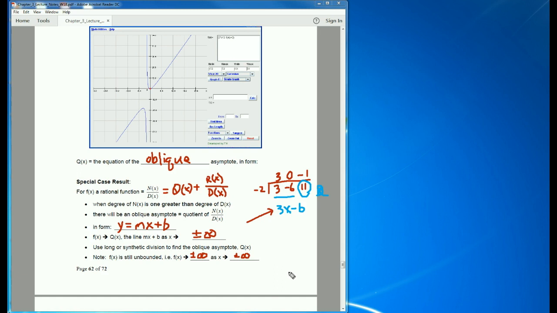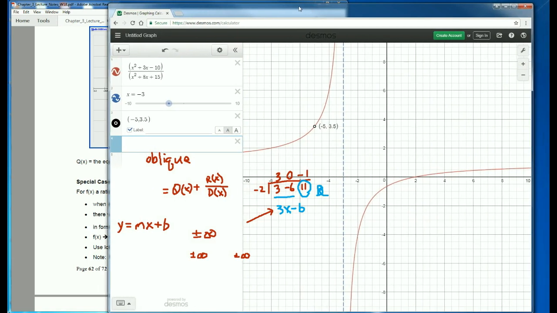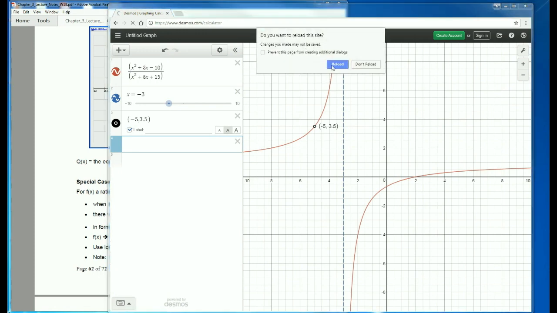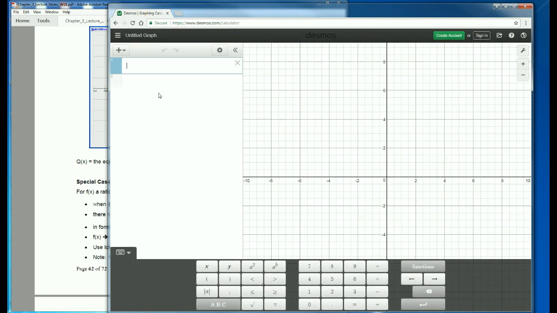Okay. Now, like I said, let me pull Desmos over and I will plot this for you so you can see it. All right, let me just reload this whole thing. I always just like to reload it every time I start something new. All right, so our function was 3x squared minus 1 divided by x plus 2.